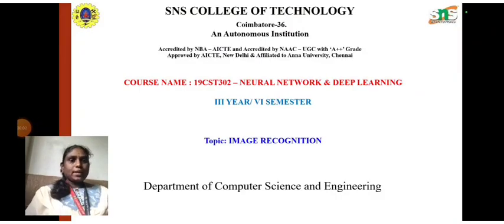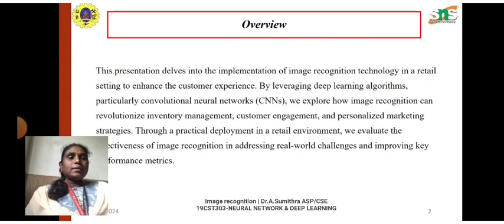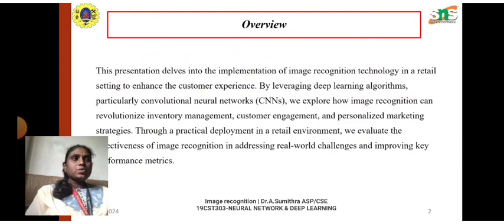I am Dr. Sumitra. Today we are going to discuss image recognition. Image recognition is a cornerstone of artificial intelligence, and computer vision has undergone profound transformations with the advent of deep learning techniques. The evolution of image recognition, also known as object recognition, spans several decades.